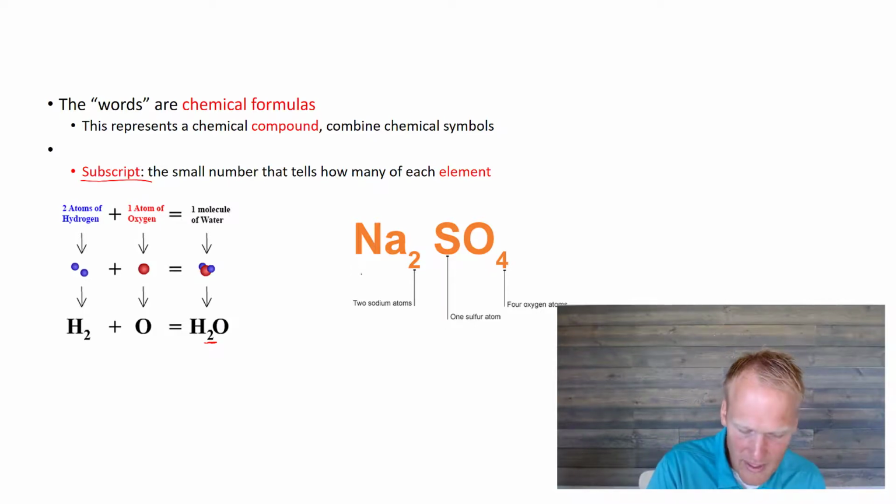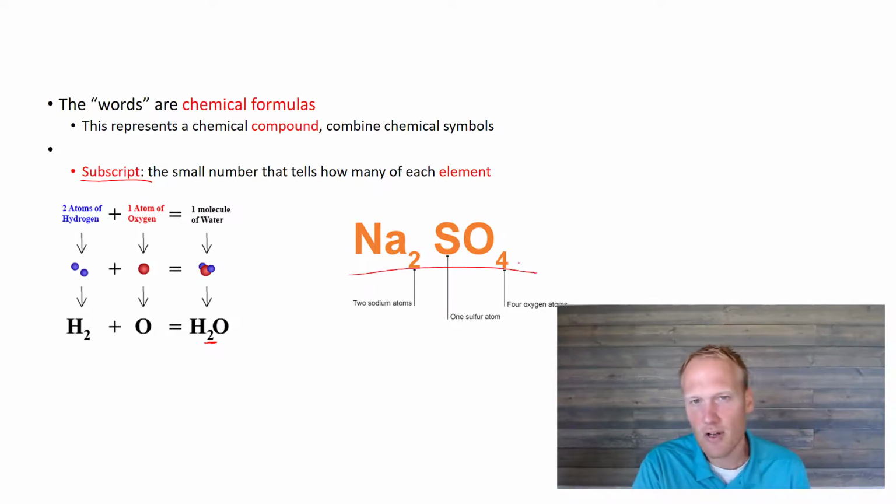Here's a more complicated formula. This is sodium sulfate. You'll learn how to name these later. We have 2 sodium atoms because sodium is Na. You have 1 sulfur atom because there is no subscript after the S. We assume it to be 1. And then there are 4 oxygen atoms. So the subscripts really tell us the number of each atom in every compound.